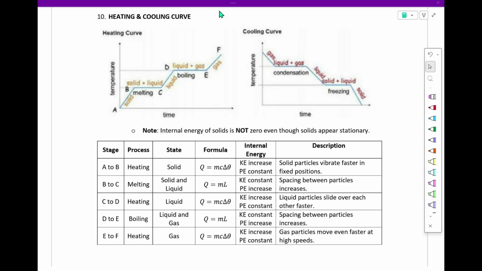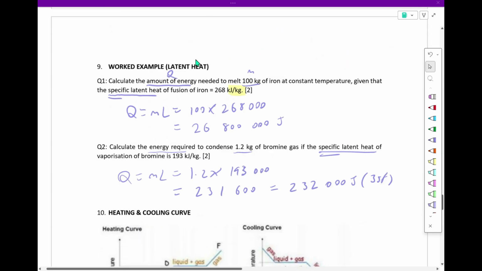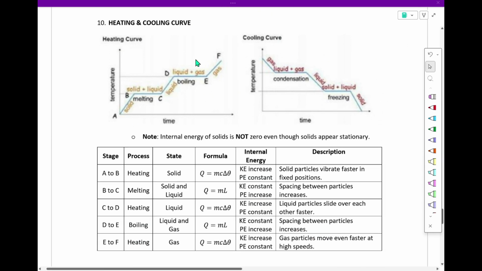For this part of the video, if you have not watched the previous two about the change in temperature and change in state, please watch those first before coming over to this video.